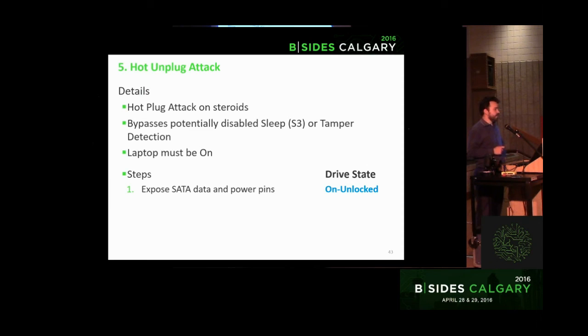So if you have something that detects when you're taking the drive out of the laptop and you're resuming from sleep and tries to prevent that, you can use the hot unplug attack. So for the hot unplug attack, you need to have the laptop on, or if it's in sleep mode, wake it up. Or if it's off and uses the pass-through authentication, just power it on so that it's on. And then you're going to expose the SATA pins.